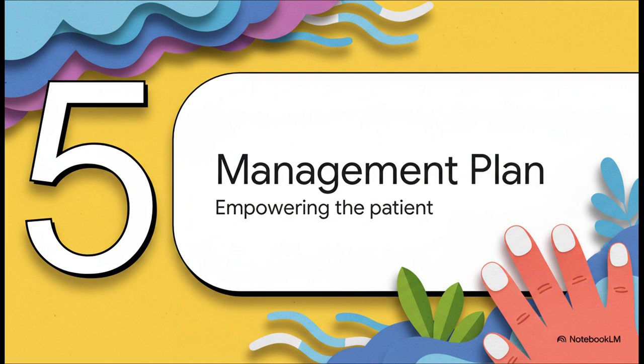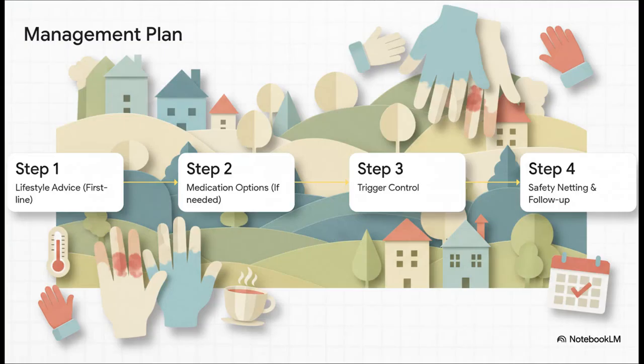Now for the final, and I'd argue most critical part, the management plan. And notice I said crafting the plan. This is a team effort. It's all about empowering the patient with advice and a clear path forward. A great management plan always has these 4 parts. It's a simple structure. You always start with lifestyle advice. Then you can talk about medications if they're needed. You cover trigger control, and you finish with really clear safety netting and a follow-up.